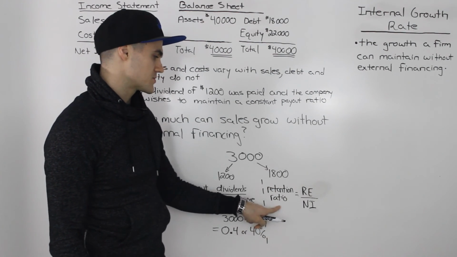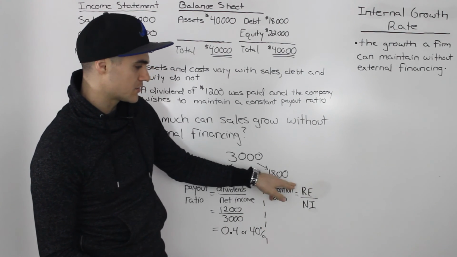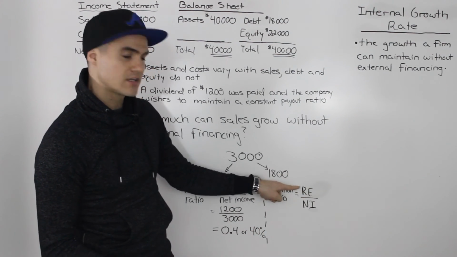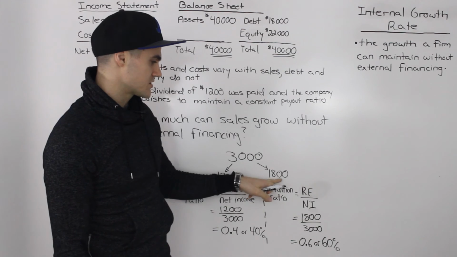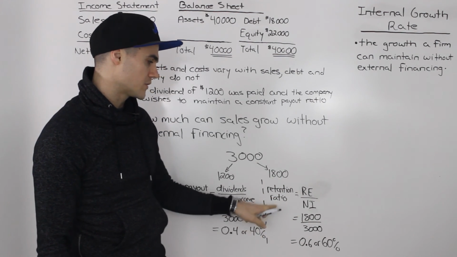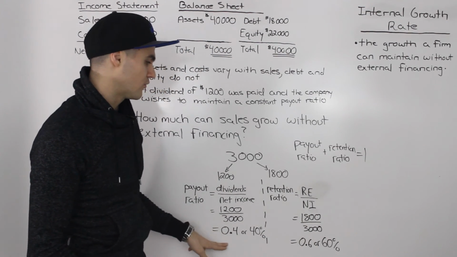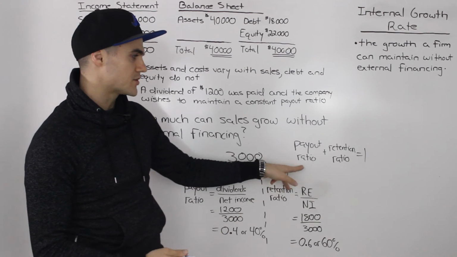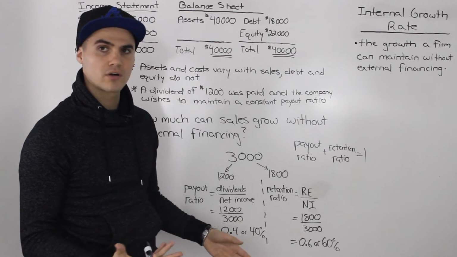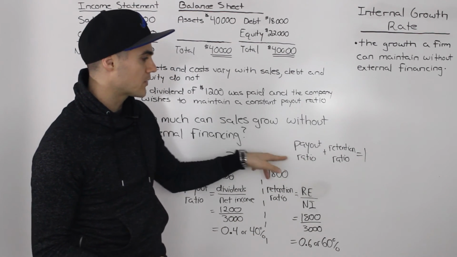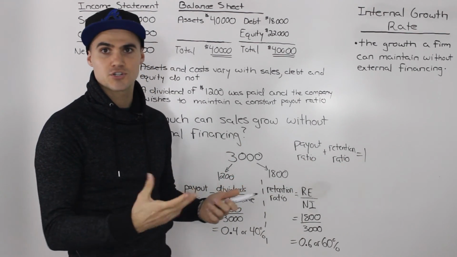Similarly, the retention ratio is basically what percentage of net income was retained in the company. The retention ratio is equal to retained earnings, which I symbolize as RE here, all over the net income. So plugging those values in, the retained earnings of $1,800 over the net income of $3,000, we would get a retention ratio of 0.6 or 60%. Those numbers of 0.6 and 0.4 make sense because the payout ratio plus the retention ratio always has to equal 1. So sometimes you'll just be given the payout ratio or the retention ratio, and you can figure out the other by doing 1 minus the ratio you were given.